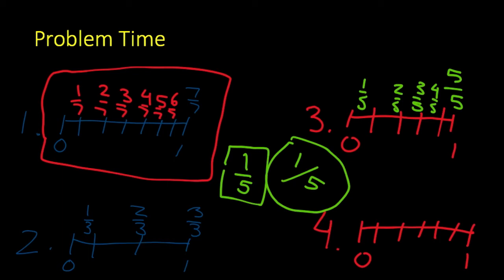Find the total first. So there's 1, 2, 3, 4, 5, 6. So 6 is the total. Try to count. So this would be 1/6, 2/6, 3/6, 4/6, 5/6.